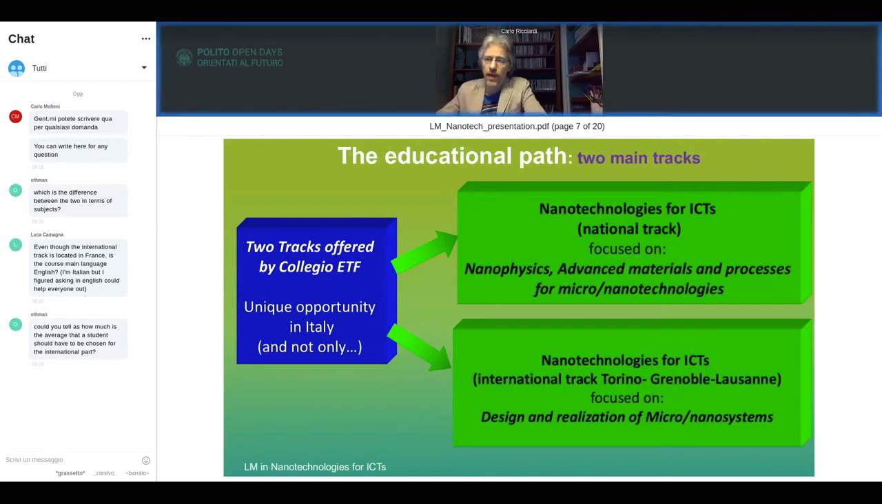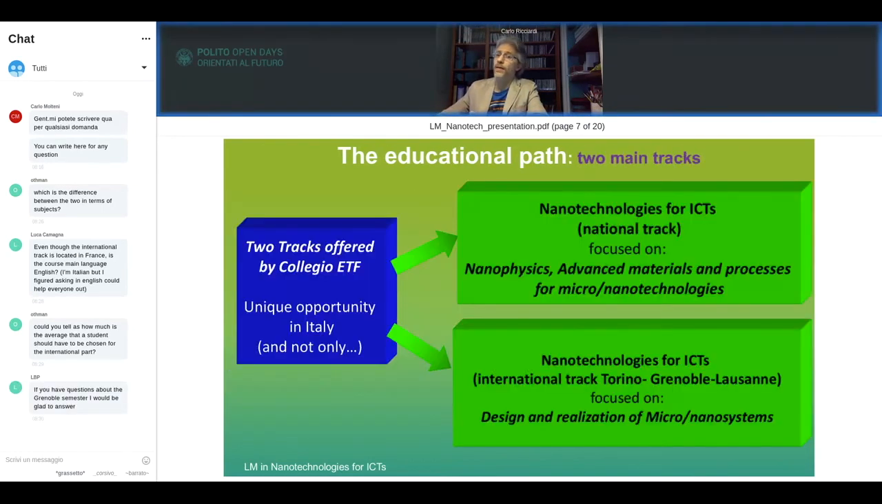Could you tell us what average a student should have to be chosen for the international path? Okay, I will go maybe to the end. It practically depends on how many students are applying, and then there is a part for the average and a part for the colloquium. So I would say at least 26, and it would be difficult not to enter if you are above 28. So that is more or less the idea. I will tell you at the end.